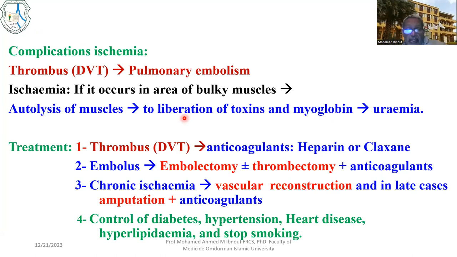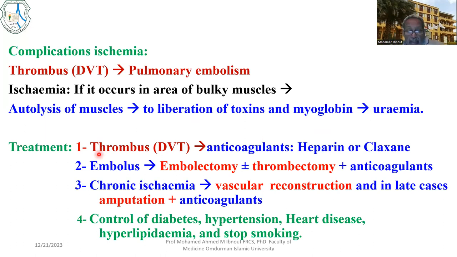Now, complications of ischemia. We said a thrombus in deep venous thrombosis can cause a pulmonary embolus, and ischemia, if it occurs in an area of bulky muscles, there will be some muscle death, muscle autolysis with liberation of toxins and myoglobin, and the myoglobin will deposit in the kidneys, leading to uremia.